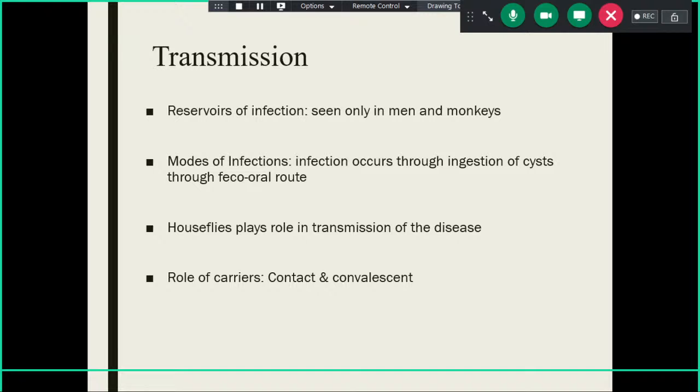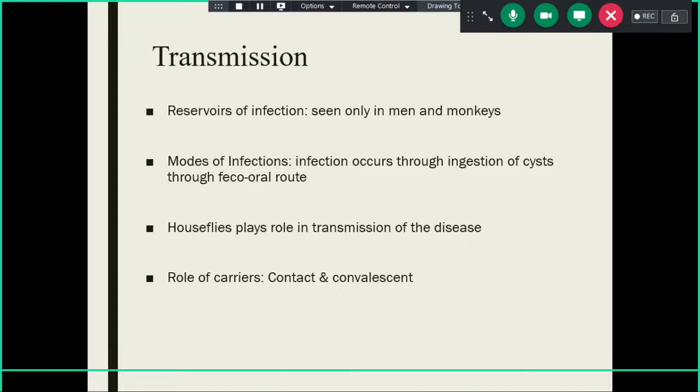Then transmission, how does it transmit? Reservoirs of infection are men and monkeys also. Few cases have been found in monkeys, but monkeys are still doubtful. The mode of infection is through ingestion of cysts and the fecal-oral route. As I told you, contaminated food and water are the basic mode of transmission of this cyst, whereas houseflies, which sit over fecal matter and then over the food, play a role in the transmission of the disease.